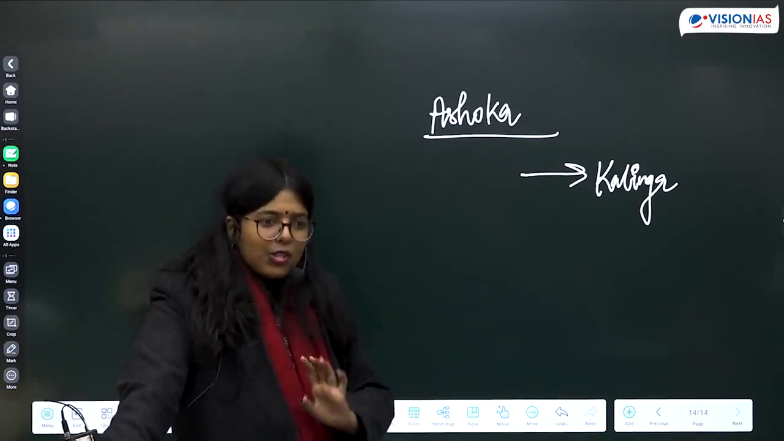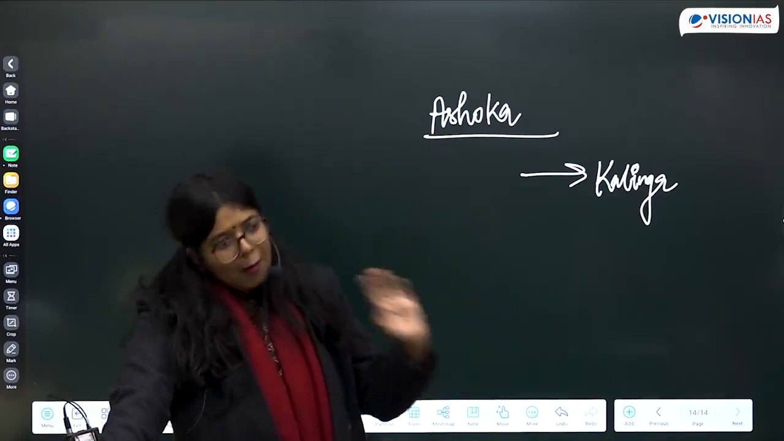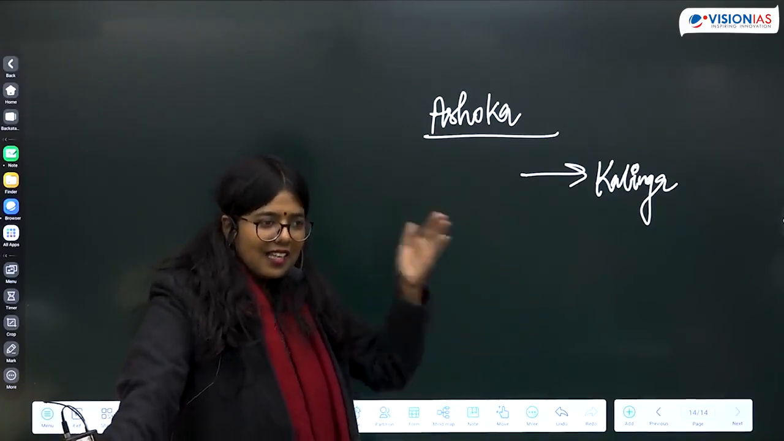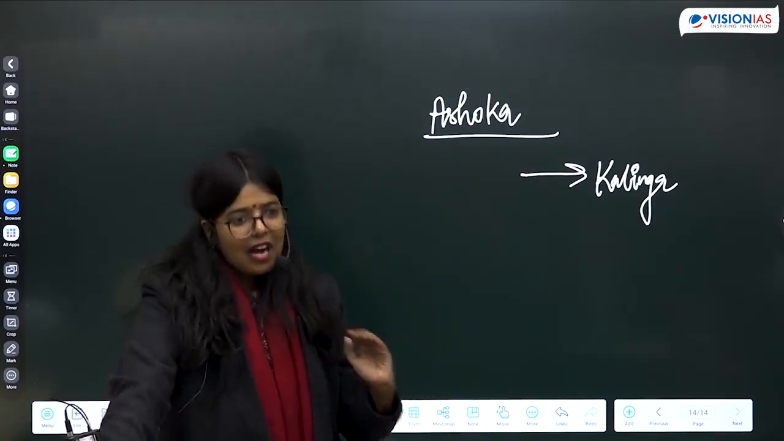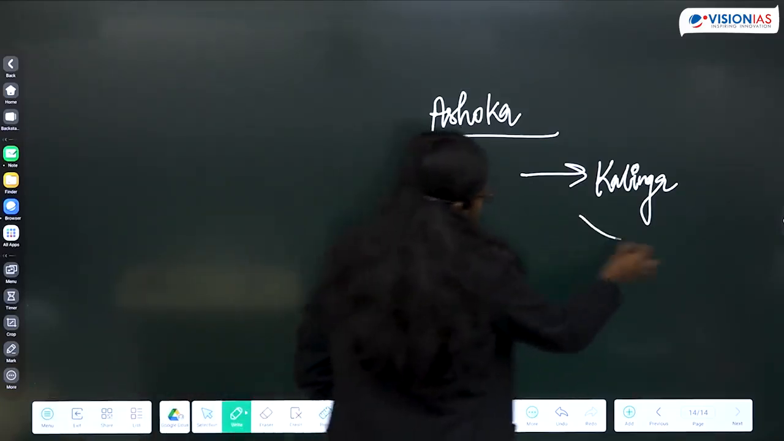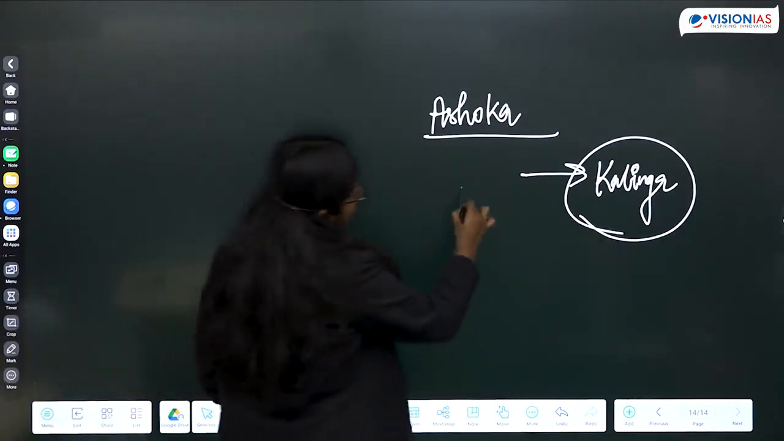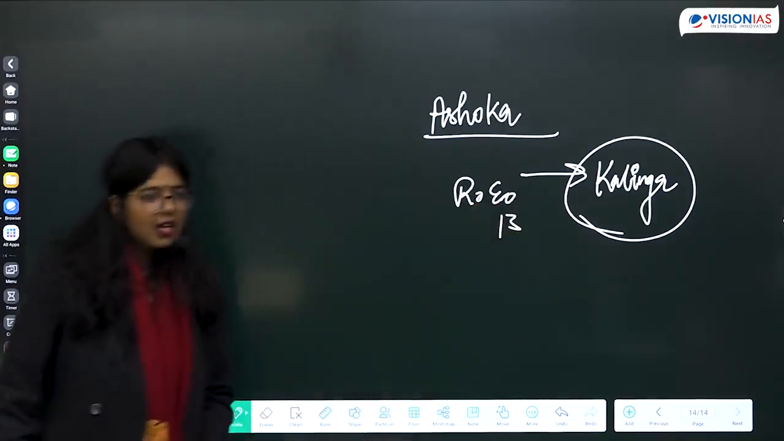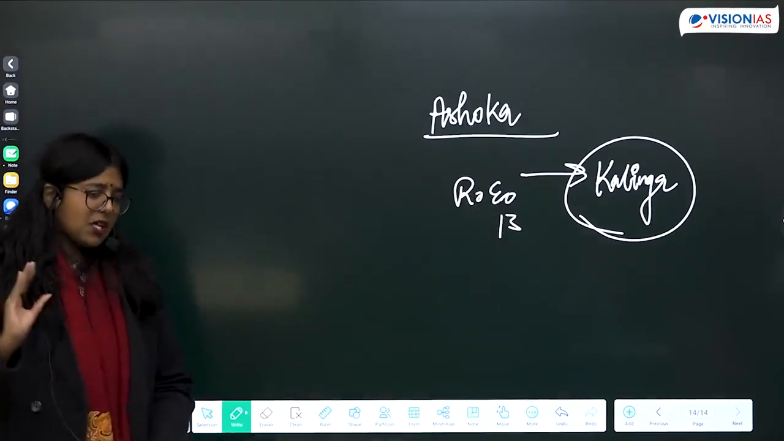What we know for sure is that he had a change of heart. The reasons might be any of these that historians are saying. Historically we know that he had a change of heart after the Kalinga war, and that is something that he himself is telling us in his 13th rock edict. Is this clear? So remember this much.